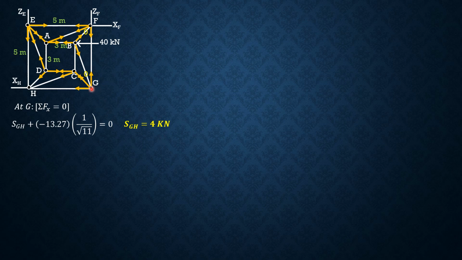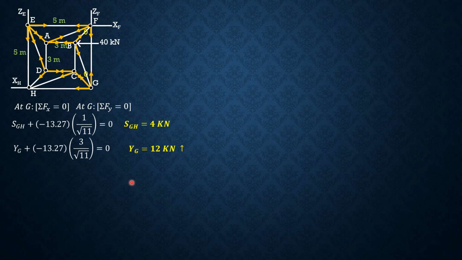Then let's solve for the vertical reaction at G, summation forces Y, upward positive, assuming YG is positive. So YG, only CG is involved. YG plus negative 13.27 times 3 over square root of 11. Remember, the height of the truss is 3, equals 0. So YG is 12 kilonewtons upward. Remember, YE is 36 upward. YF is 24 kilonewtons downward. Then YG is 12 kilonewtons upward again.